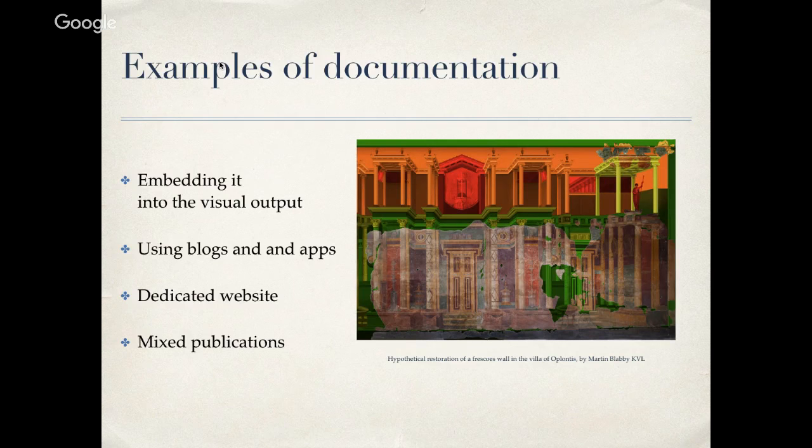Also, there is very detailed prose documentation, maybe using blogs or now even mobile apps, or there are dedicated websites that work as platforms, and they gather all the information about the sources of a particular 3D visualization. Or we have mixed publications, which were more popular some years ago. They're now disappearing, where maybe you had the book, and with the book you had a CD with the model. So the book was basically the documentation, and you could browse the model on the CD. And all these examples, as I said, are all interesting.